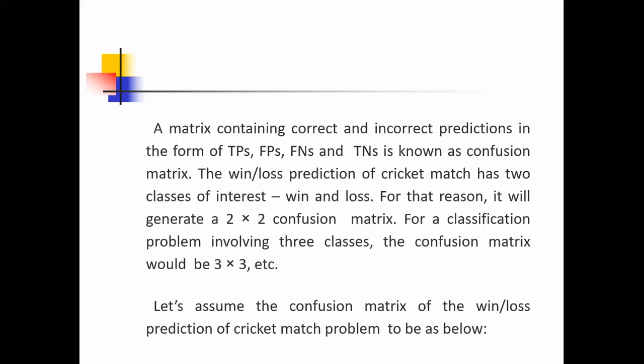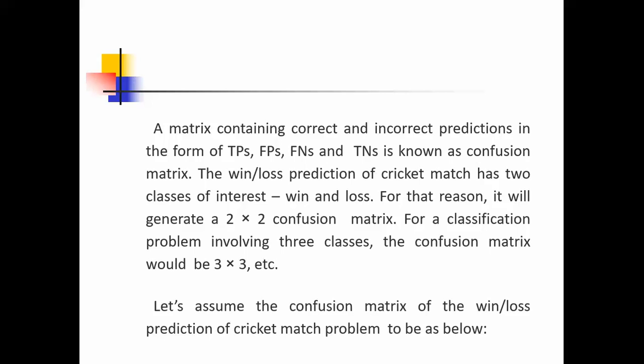Before going to design the confusion matrix, what are the terms we need to design that matrix? Let us discuss. We are going to design a matrix with correct and incorrect predictions. These correct and incorrect predictions will be represented by using four terminologies: true positives (TP), false positives (FP), false negatives (FN), and true negatives (TN). These four terminologies will be used to design a confusion matrix. Let us discuss with an example how the confusion matrix will be designed.